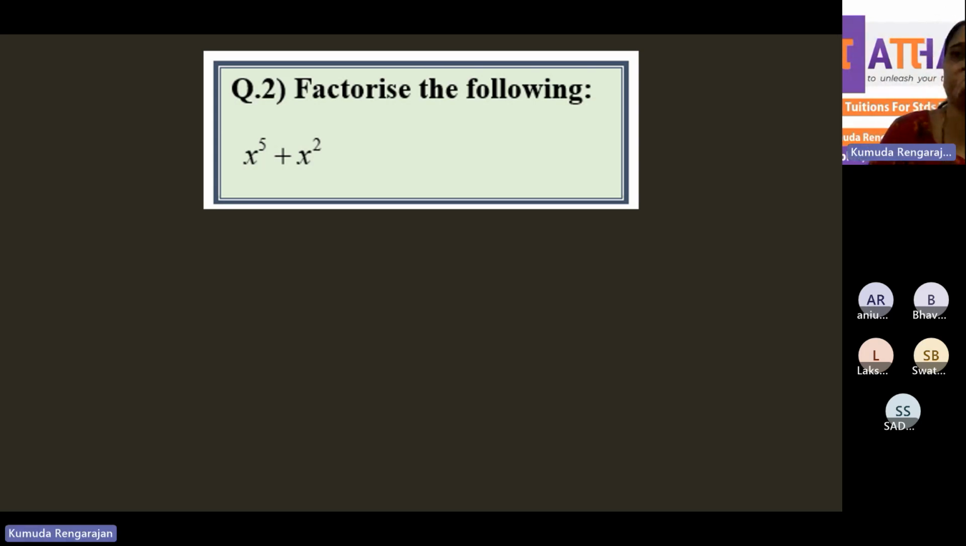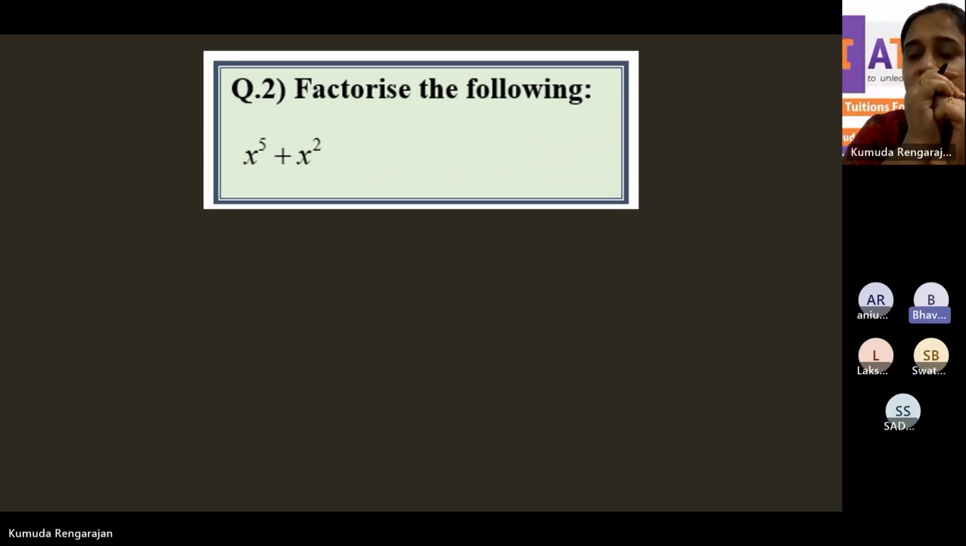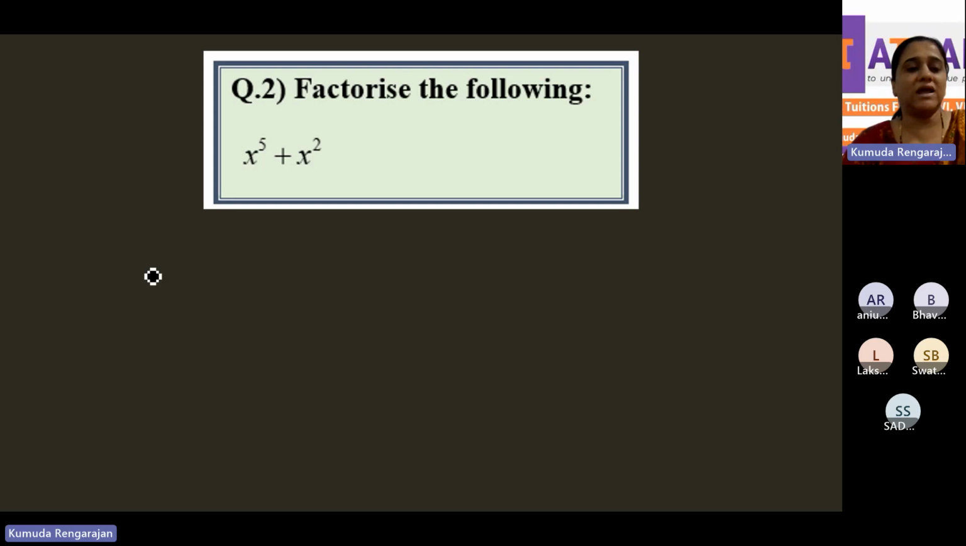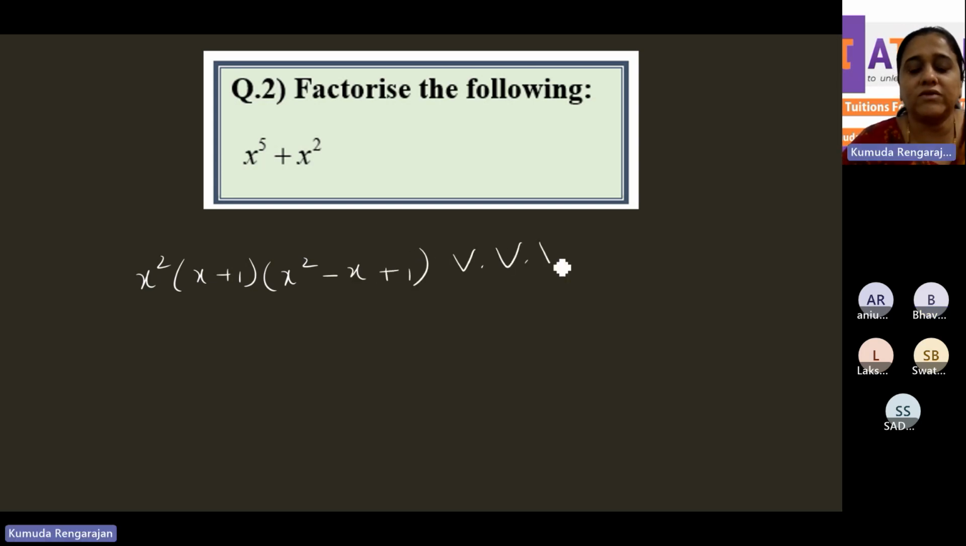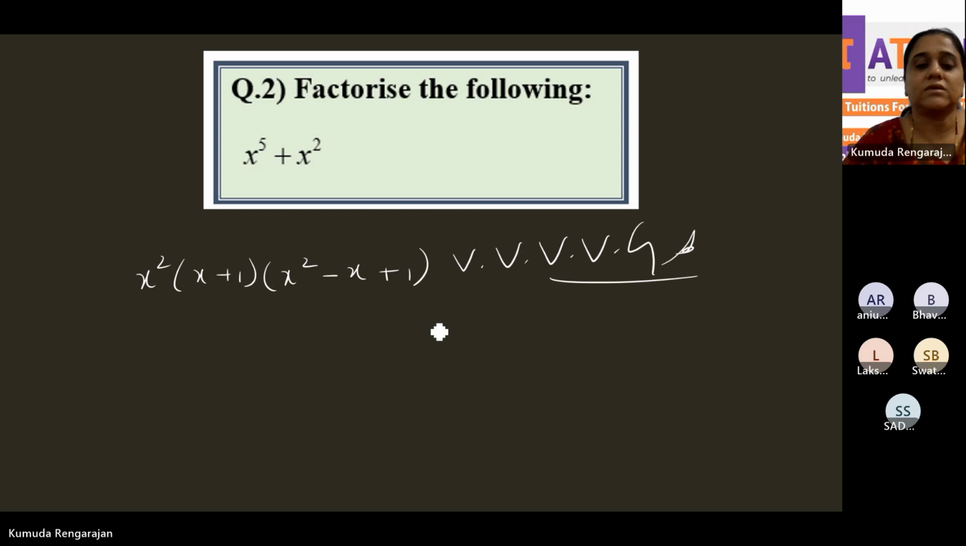Once again, what's the answer with the second one? Anybody else? Second one? Ma'am, I got x square into x plus 1 into x square plus x plus 1 minus x plus 1. Bhavishya, is it? Yes, ma'am. Read out what you said, the last line. Tell me once again. X square into x plus 1 into x square minus x plus 1. Very, very good.